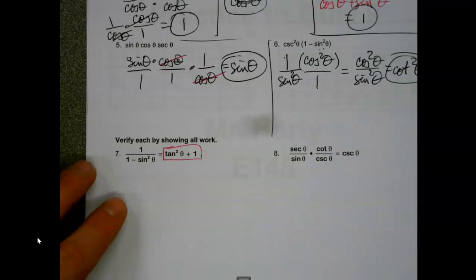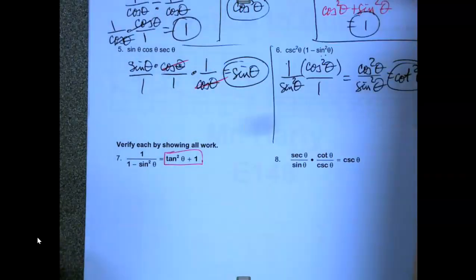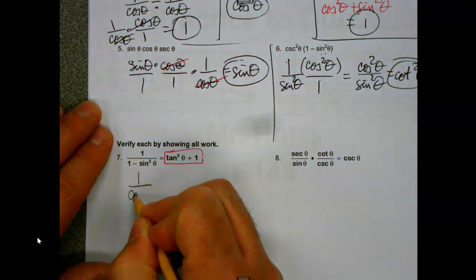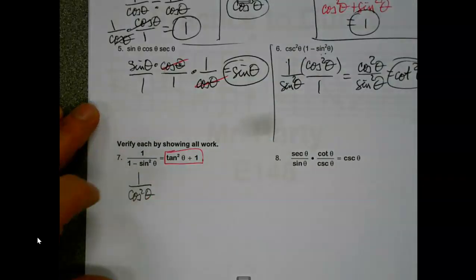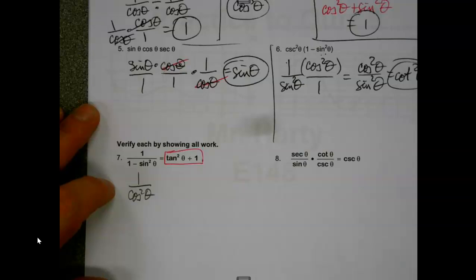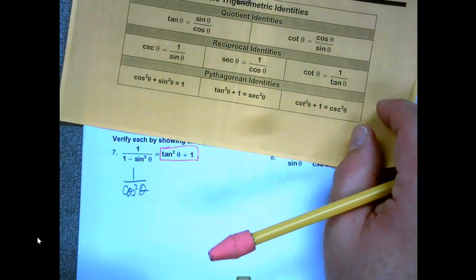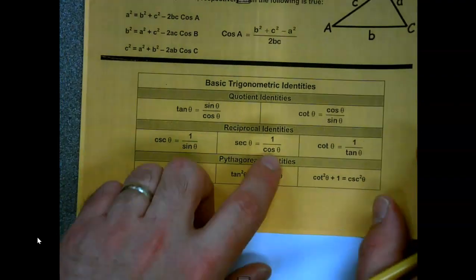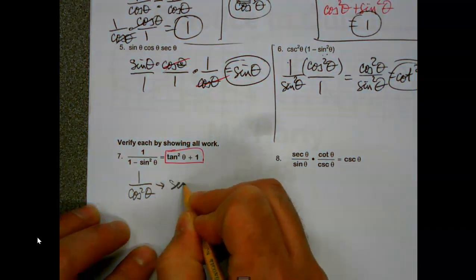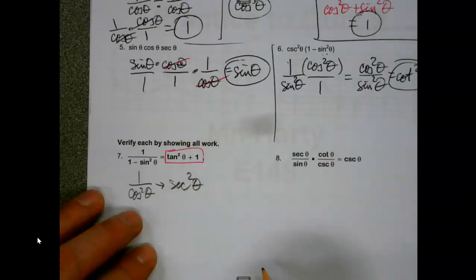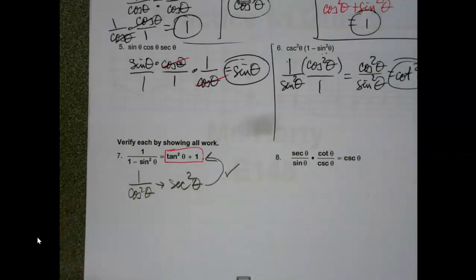Okay. 1 minus sine squared. This is like a pattern developing here. 1 minus sine squared is cosine squared. So 1 over cosine squared. All right. What am I trying to get to? I'm trying to get to tangent squared plus 1, which is secant squared. But I'm at cosine. Oh, wait a minute. Cosine is the inverse of secant. So 1 over cosine squared would be secant squared. And secant squared is tangent squared plus 1.